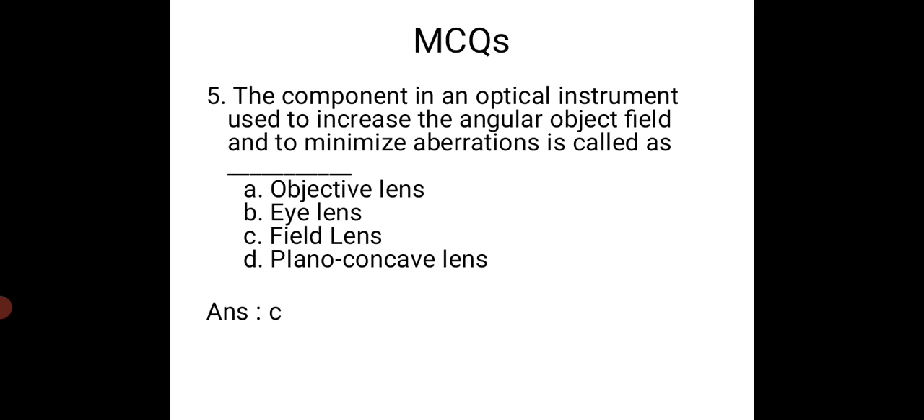The component in an optical instrument used to increase the angular object field and to minimize aberration is called the field lens.